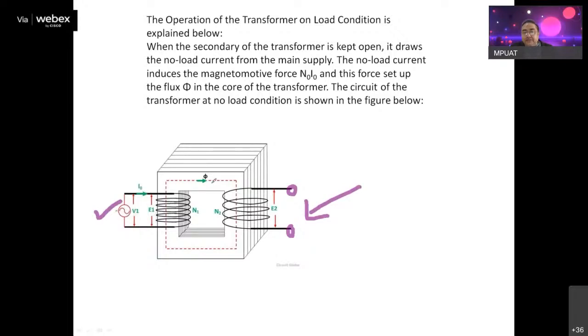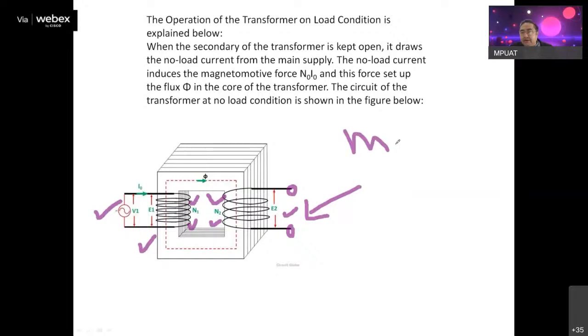This magnetic flux is common to both primary and secondary winding. The primary has N1 turns, the secondary has N2 turns. It will link. So induced EMF is produced in both primary and secondary winding. Its value is E1 and E2 respectively. So basically when no load current flows, the no load current produces a magnetomotive force, MMF.